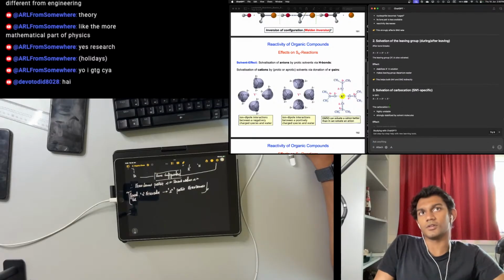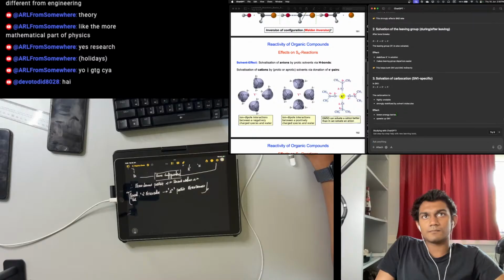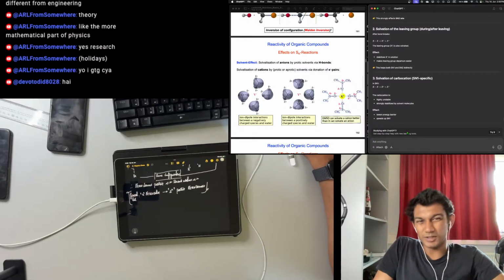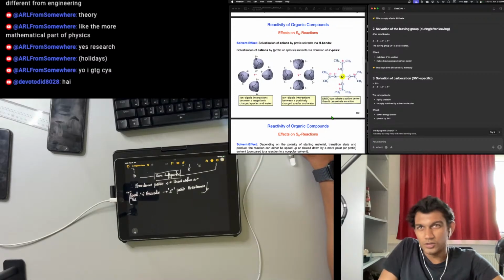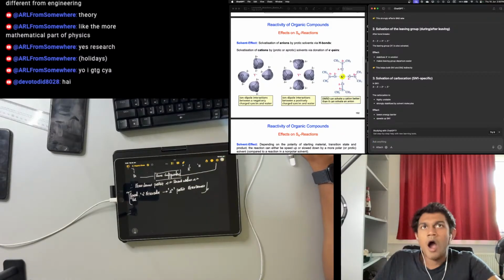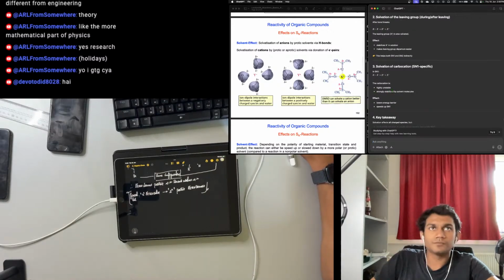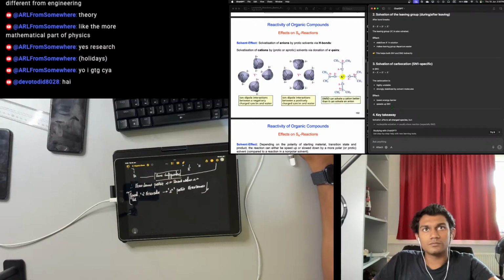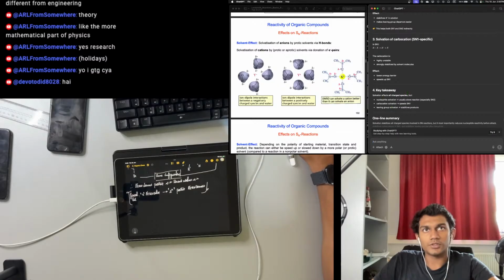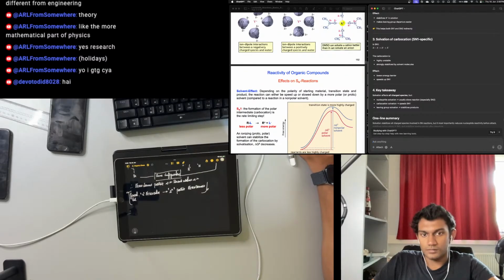Solvation of the carbocation. Solvation means stabilizing, literally, okay? Using the solvent ions or solvent molecules. Solvation affects all charged species, but nucleophile effects matter most for SN reactions.